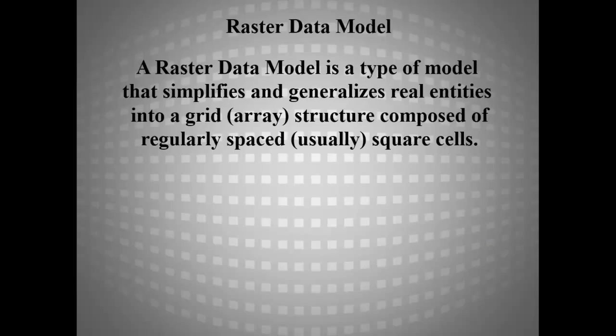Okay, so this raster model is a model that simplifies and generalizes into a grid or array structure composed of regularly spaced square cells. Now you'd like to have square cells, but they don't have to be square. They have to be regularly spaced, but you can have rectangular cells.